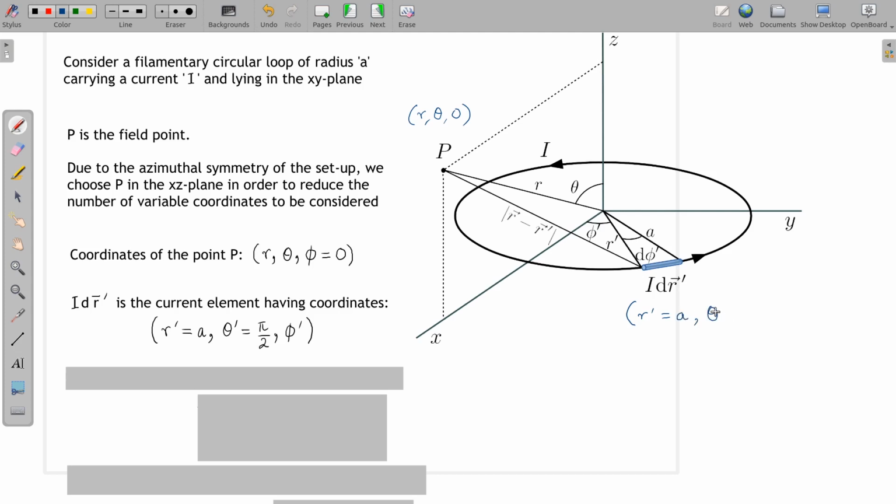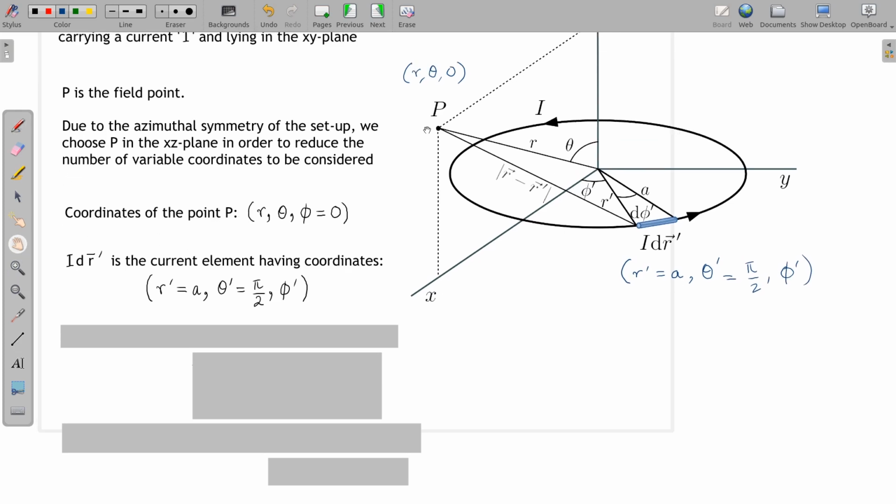Then what about theta prime? Theta is the angle that the position vector makes with the z axis. Here the position vector is in the xy plane, so with respect to the z axis it makes an angle of 90 degrees. So theta prime will be equal to pi by 2. Finally we have the phi prime coordinate, which is the azimuthal coordinate. So these are the coordinates of the field point and the current element. With this, we can now move forward.